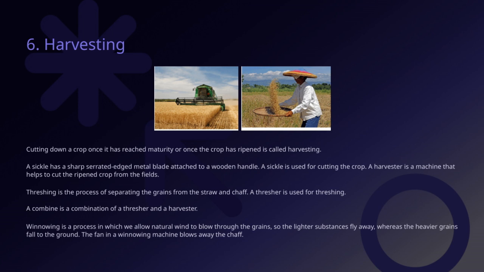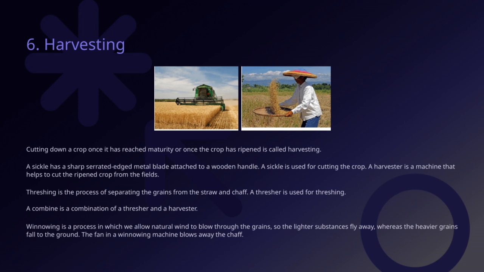But for larger fields, we use a harvester. A harvester is a machine that helps cut the ripened crop from the fields quickly and efficiently. It significantly reduces the time and effort needed for harvesting. And finally, the act of cutting down a crop once it has ripened is called harvesting. It's a crucial step in the farming process because it marks the end of the crop's growth cycle and the beginning of the post-harvest procedures.